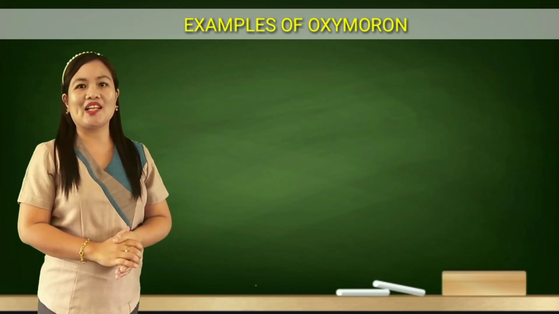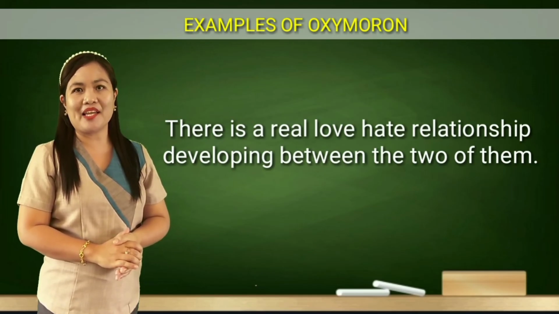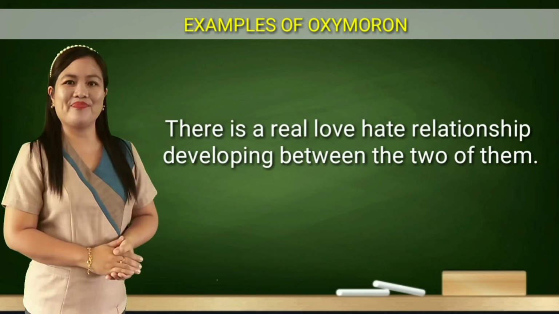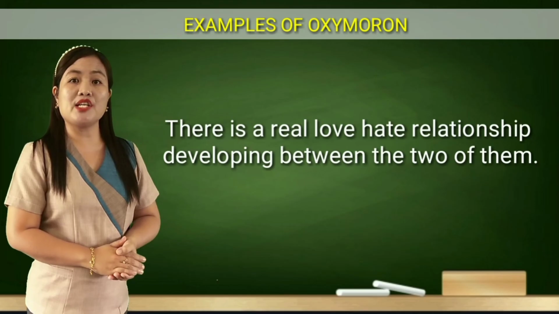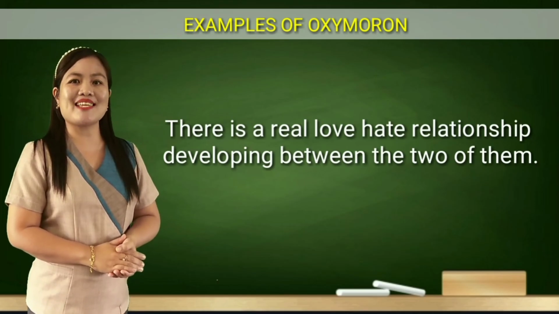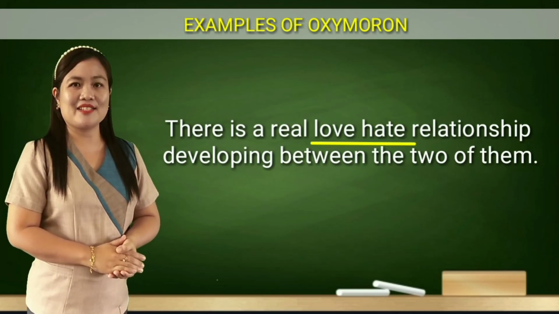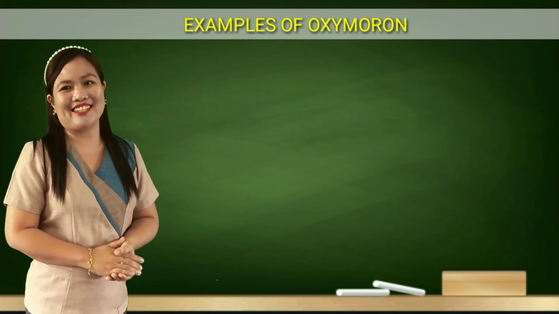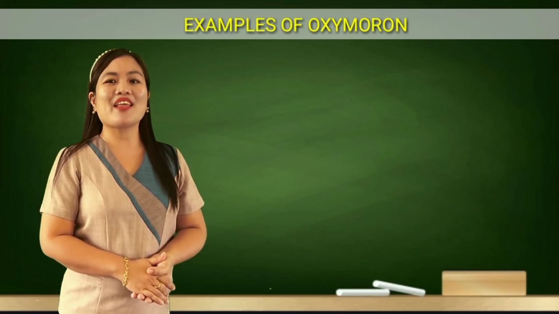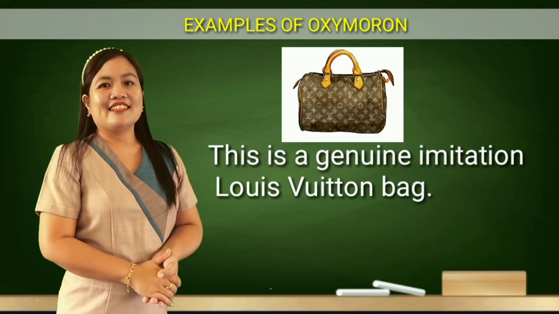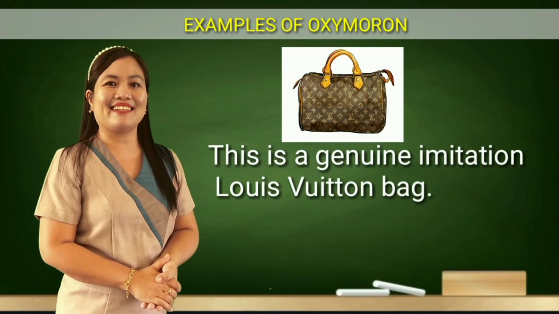Next example. There is a real love-hate relationship developing between the two of them. Obviously, this example contains a combination of two contrasting terms, love and hate. So this one is an oxymoron. Let's have one last example to make things clear. This is a genuine imitation Louis Vuitton bag.